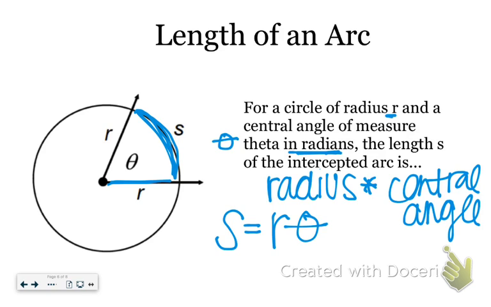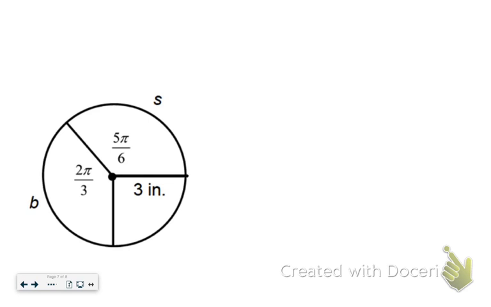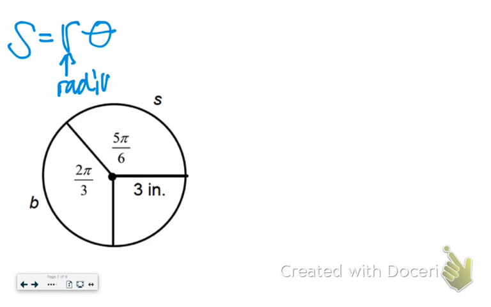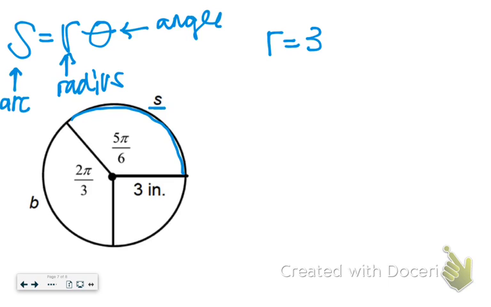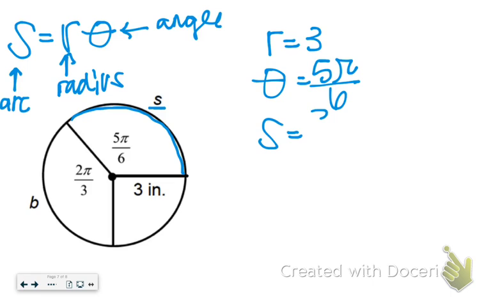So let's just do an example. Let's write down our formula again. Remember, S, or your arc length, equals R times theta, where R is your radius, theta is your angle, and S is your arc. So here, let's find S. We want to find this length right there. We're given our radius, so R equals 3, theta equals 5 pi over 6, so what does S equal?